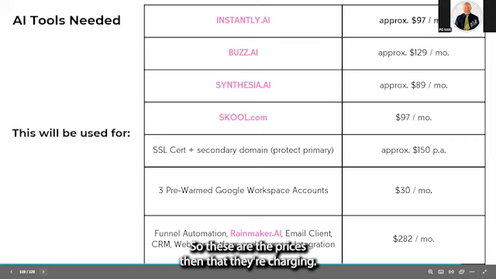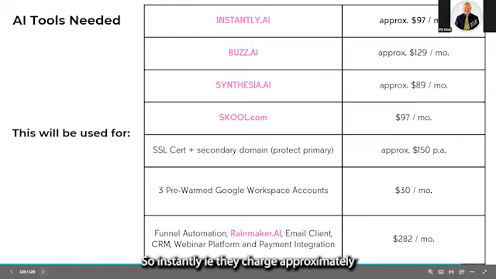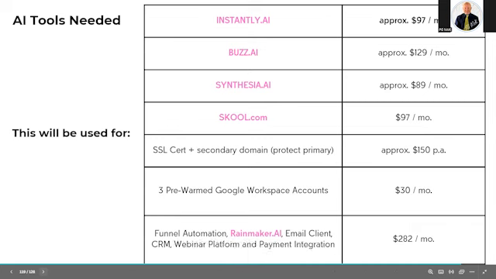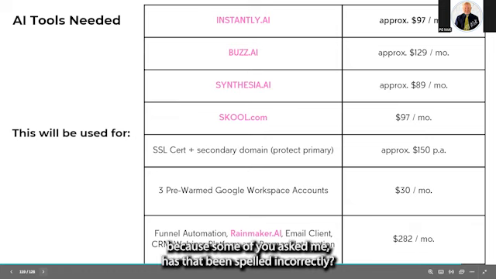Okay, but these prices, obviously, they're the prices that we have to pay to them. So these are the prices then that they're charging. We're not making any money on this. So Instantly.ai, they charge approximately $100 per month, US. For Buzz, for the LinkedIn automation, they charge approximately $129 per month. For Synthesia.ai, it has been spelled correctly. I've checked it a few times now because some of you asked me, has that been spelled incorrectly? And this costs approximately $89 per month.